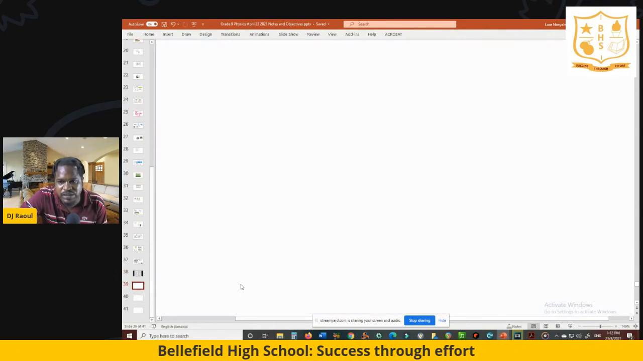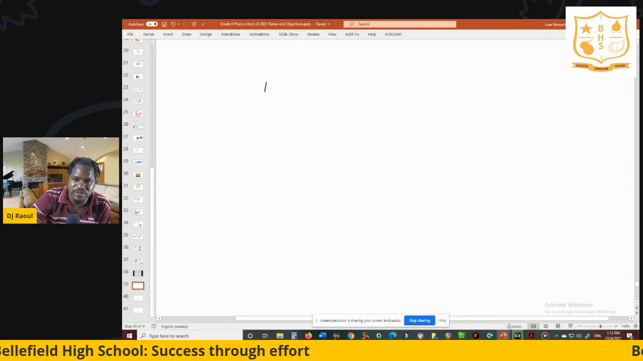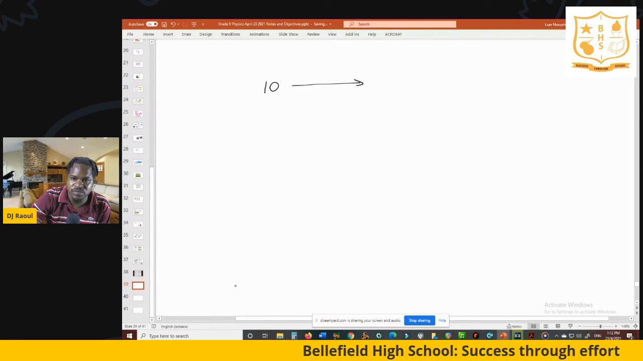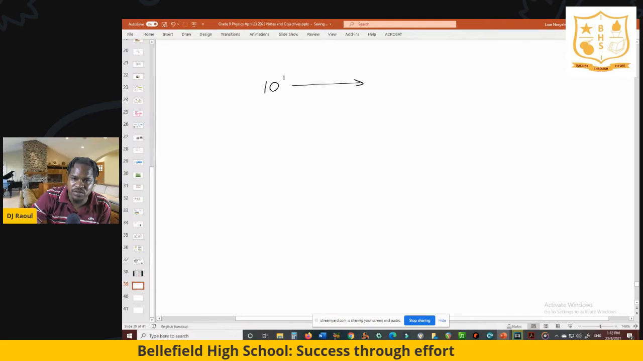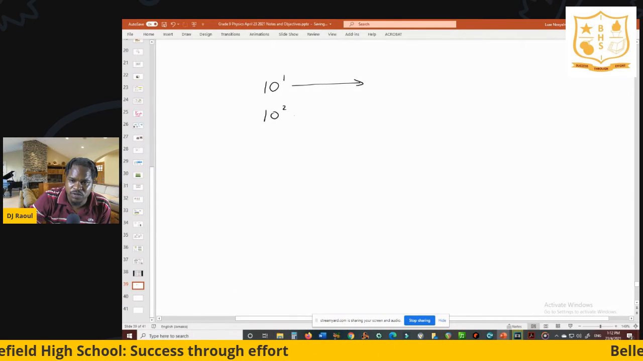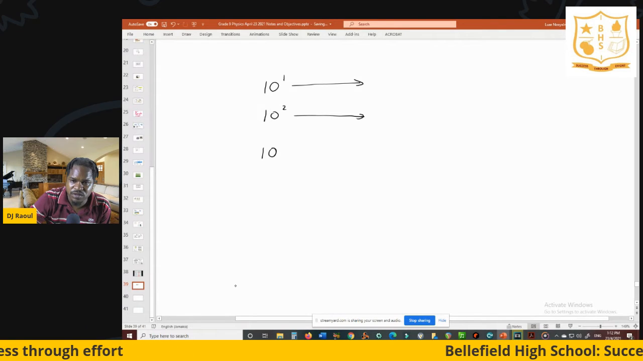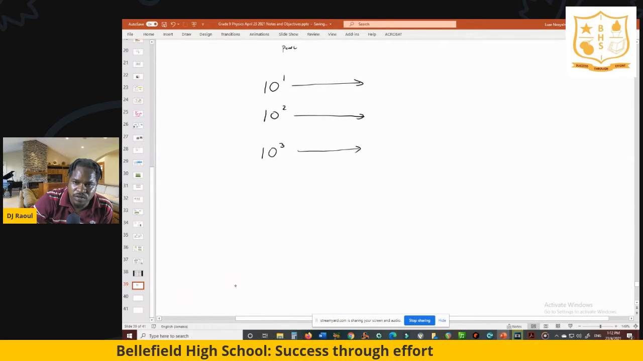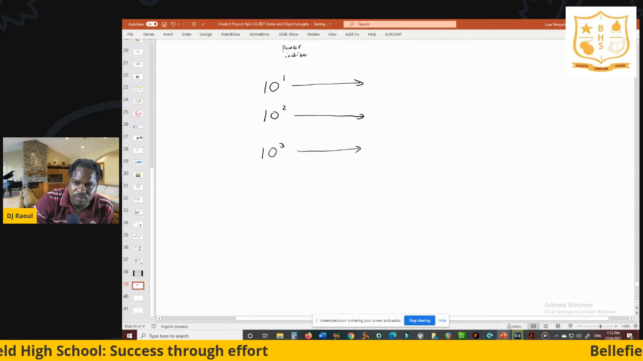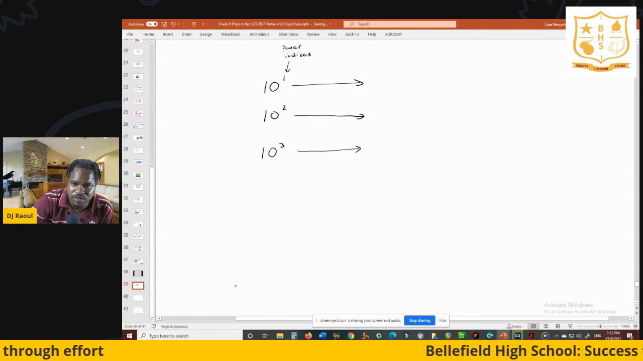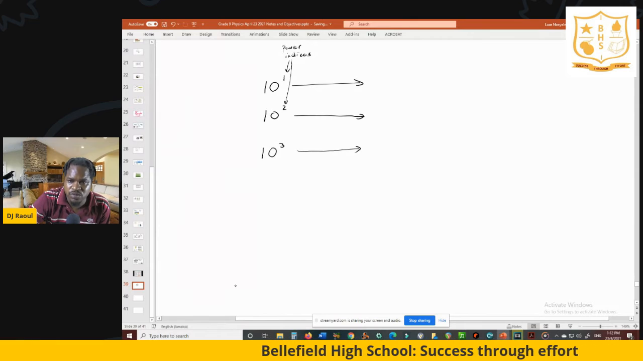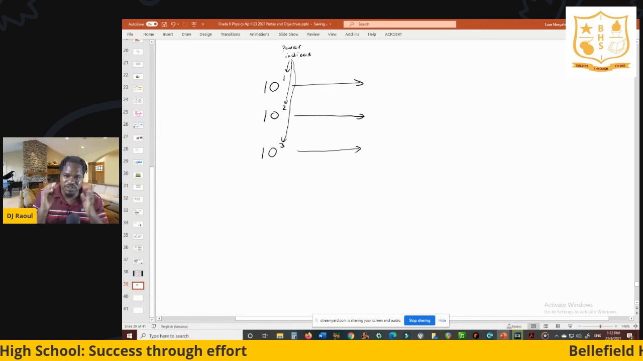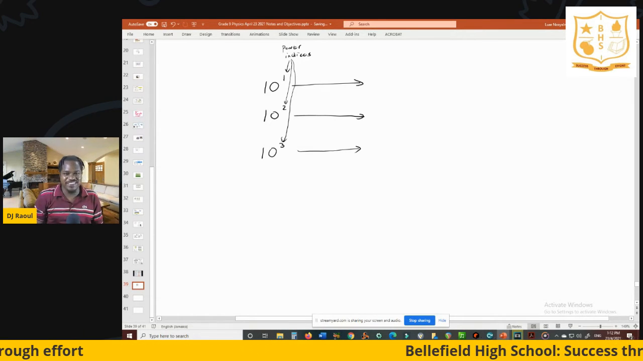Now, why is this true? It's like this: we have 10 to the 1, and we have 10 to the 2, and we have 10 to the 3. What we have here are called powers, or indices. So these numbers here are powers: the 1, the 2, the 3. So in other words, we have a 1 and we have a 0, and they are given powers.